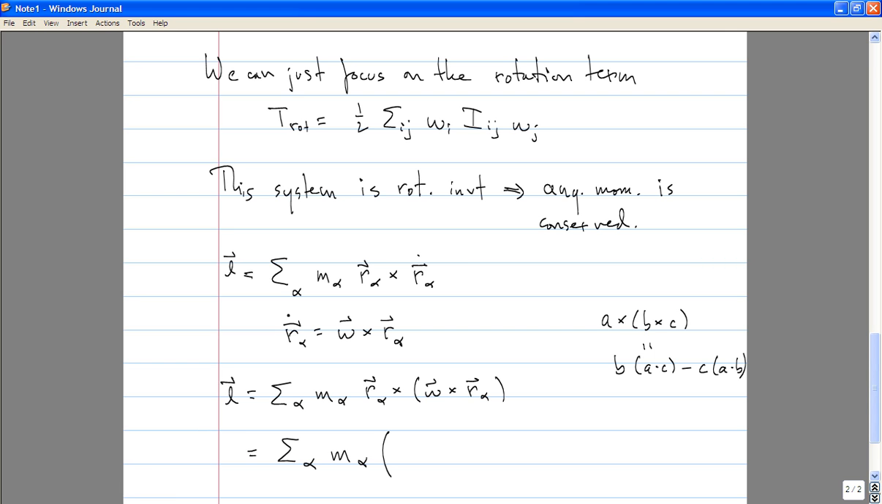Have I gotten it right? You were nodding. I've gotten it right. So, yes, I've gotten it right. You just have to remember the right hand rule. This is my left hand, so I won't get it right. But you have to remember the right hand rule in order to get it right. Okay, so let's use that expression. So that's r alpha squared times omega minus omega dot r alpha times r alpha.